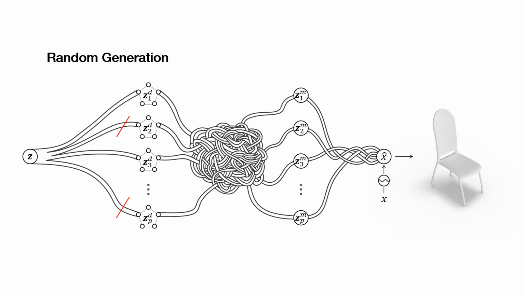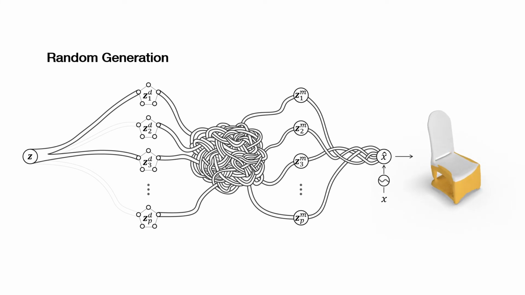SPAGHETTI can also randomly generate specific parts, while the rest of the shape is preserved. This kind of generation is feasible since our latent part embedding is consistent across different shapes.